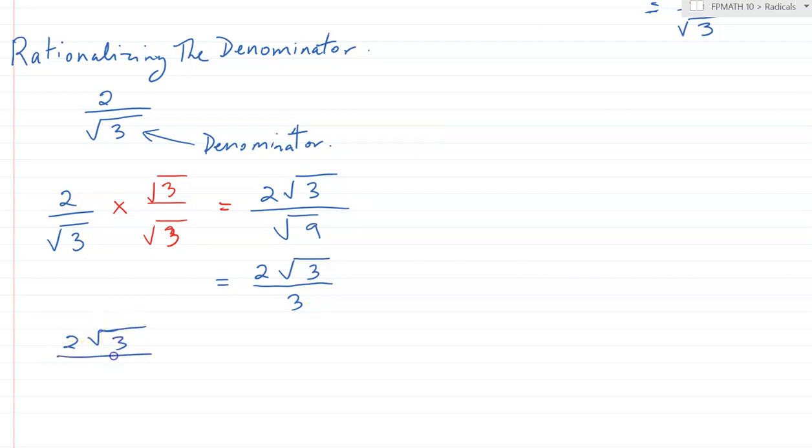is 2 root 3 over 3. 2 root 3 over 3 is equal to 2 over root 3. You can take out your calculator and do this, and it's guaranteed. It is exactly the same.